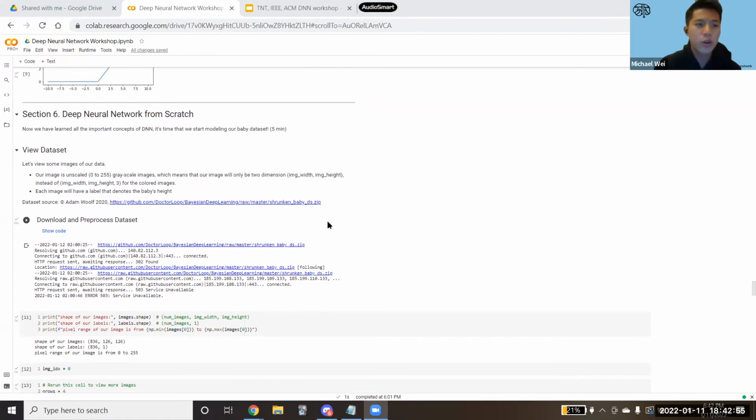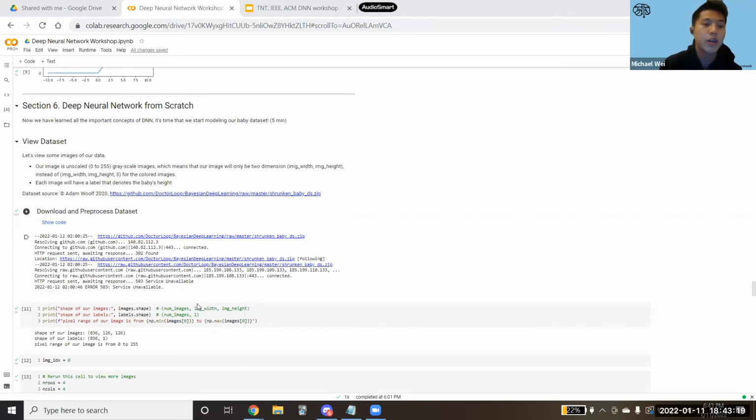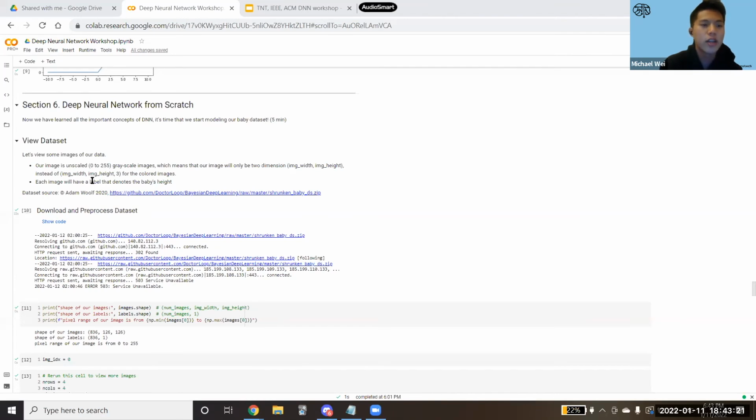Yeah, so we're going to now start coding deep neural networks from scratch. There are two main frameworks that we can use: one is PyTorch and another main one is TensorFlow. In this tutorial, we're going to use PyTorch because it is more intuitive, and you're going to see everything we talk about in the workshop being used in the implementation of building a model in PyTorch. So let's first introduce our data set.